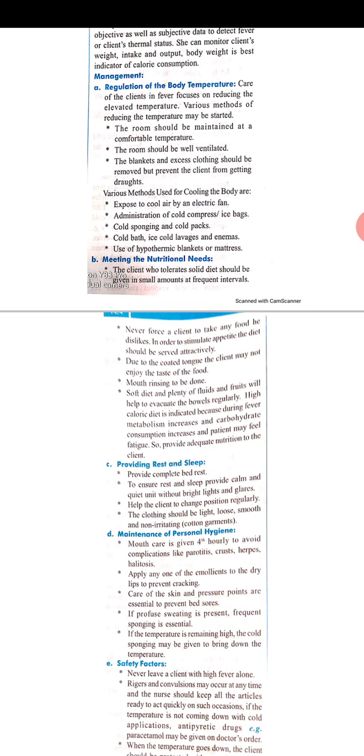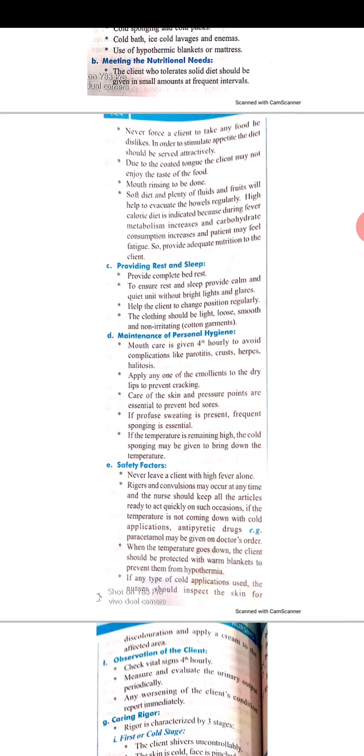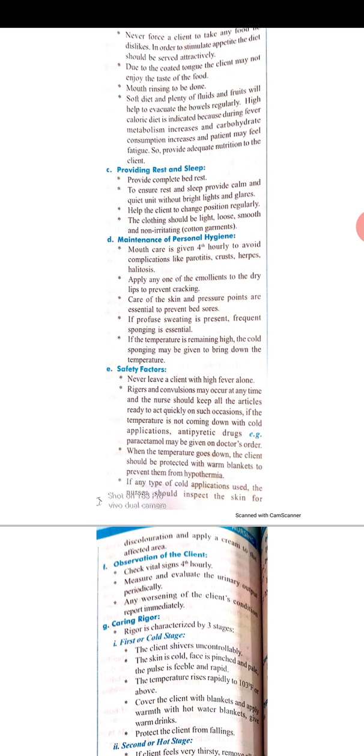If the temperature remains high, then cold sponging is given to reduce the temperature. Then the safety factor: never leave the client alone, because sometimes rigor will develop. As the temperature rises, the client suffers from rigor, which is a severe shivering.